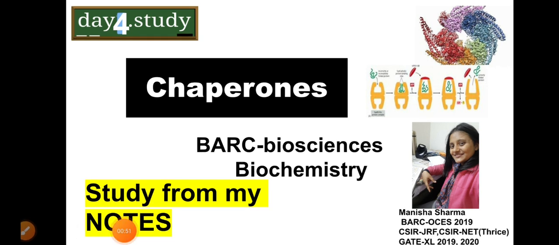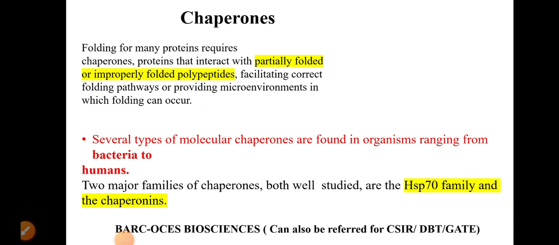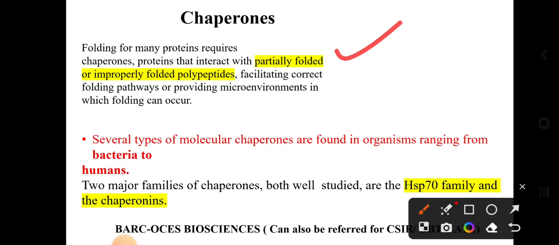So let's start, everybody. First of all, let's define chaperones. Why are they there in the first place? Because there are proteins which are partly folded, or maybe in unfolded form, or improperly folded. To handle them, there is a different class of proteins present in your cell called chaperones. As the first line suggests, folding for many proteins requires chaperones. Chaperones are the proteins that interact with partly folded or improperly folded polypeptides, facilitating correct folding pathways or providing microenvironments in which folding can occur. So it can do both.